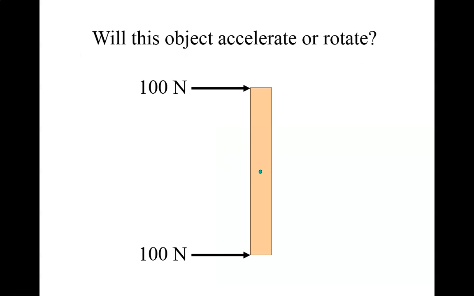Let's look at this. Will this object accelerate? Yes, it will, because it's got 200 newtons of force to the right that's going to cause it to accelerate. Will it rotate? No, it will not. It's got 100 newton meters of clockwise and 100 newton meters of counterclockwise. These two torques are going to cancel, assuming this is our axis of rotation in the middle right here.